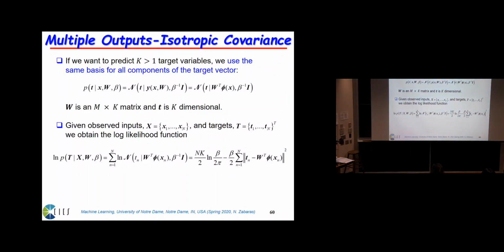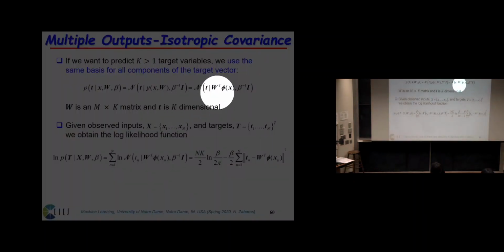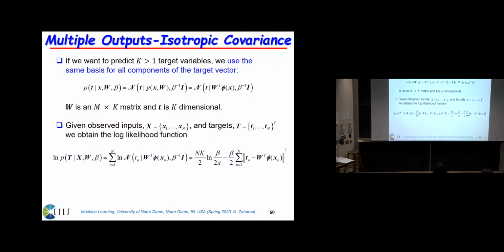What is the same as what we did before? The mean is the same. The mean? No, but I see now there is not little w. That w is a matrix now. All right? So let's not start with the mean, because the mean is not the same.